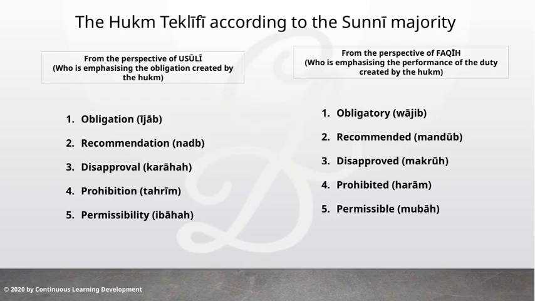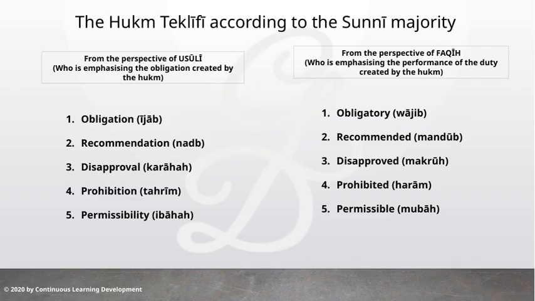This concept encompasses different levels or categories of rulings that Allah has established. First, we have obligation, or ijab, which signifies what is wajib, things we are required to do. Then there's recommendation, or nadb, indicating actions that are encouraged but not compulsory. Disapproval, or karaha, refers to actions that are disliked but not sinful. Prohibition, tahrim, covers those acts that are forbidden and should be avoided.